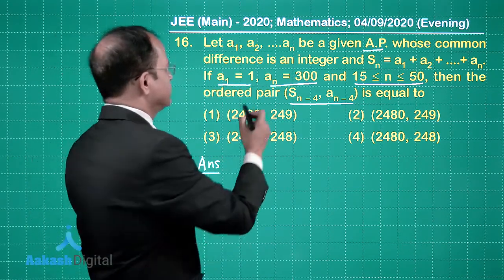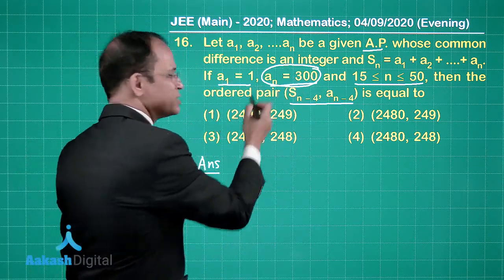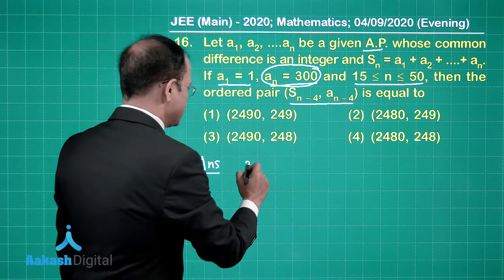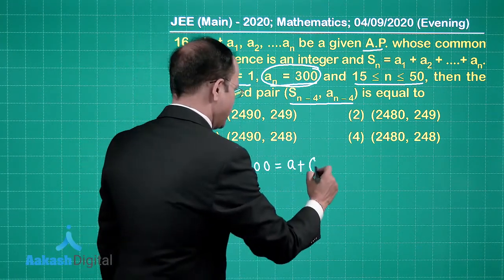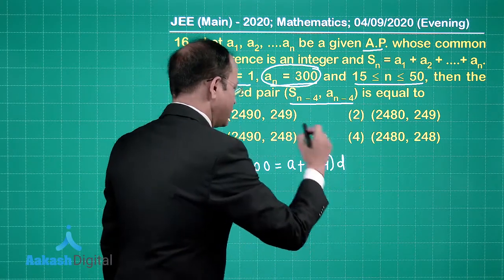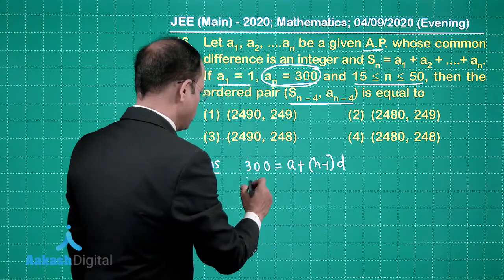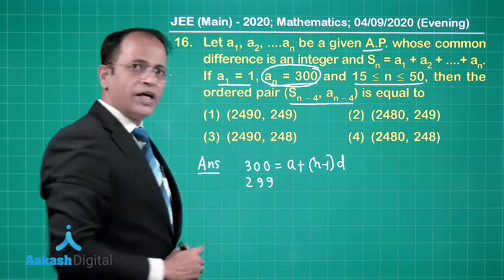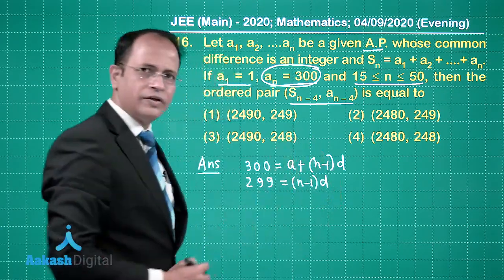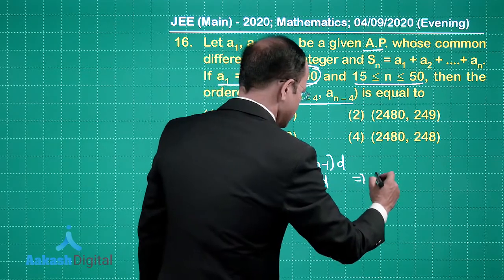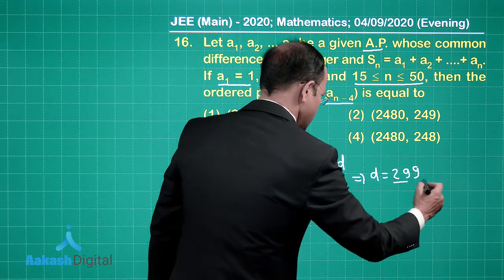So An is given to you as 300. So this is again a very important thing. The first term is given as 1. So that means we can write it as 300, right? And this is coming out to be a plus (n minus 1) times d, right? So what is a? Yes, a is 1. So this is coming out to be 299, right? And this is nothing but (n minus 1) times d. And d is nothing but coming out to be 299 upon (n minus 1).